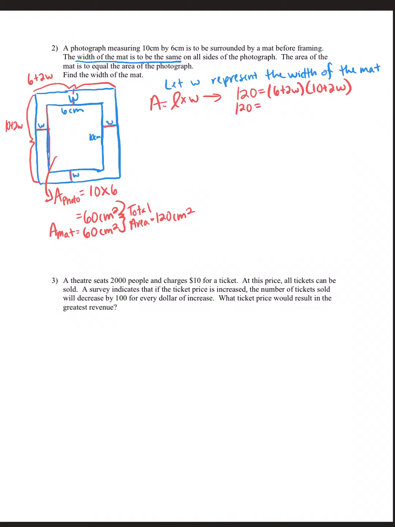Okay, so I'm going to start by FOILing. So we'll have 60, and then my outside terms is 12W, inside is 20W, and my last term is 4W squared. I'm just going to do some rearranging, so I'll bring my 120 over while I do that. So I'll have 4W squared. I'll combine my 12W and 20W for 32W. And then I'll have 60, and I'm bringing over that 120 by subtracting it, so we'll have a negative 60 there. Okay, we need to try to solve for W.